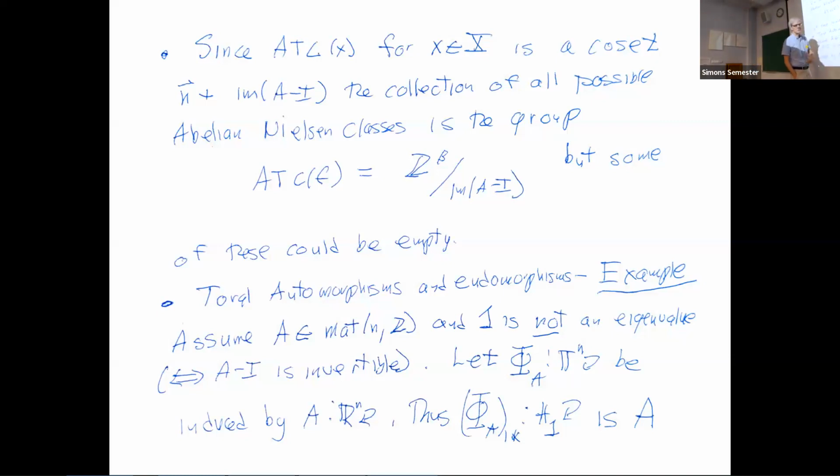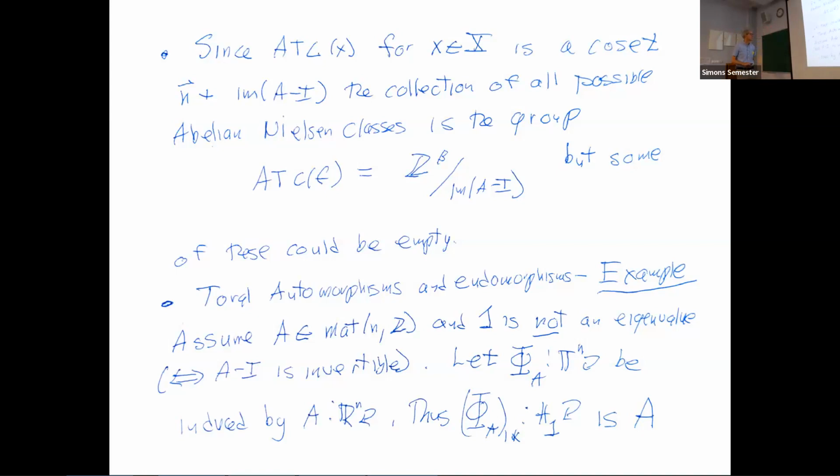All right, so this is the space where the coordinates live, but there's no claim that all those classes are non-empty. For a given F, some of these could be non-empty. But toral automorphisms and endomorphisms are a special case where in fact none of these are empty. And we'll be using Franks' theorem to compare a general map to a toral map.